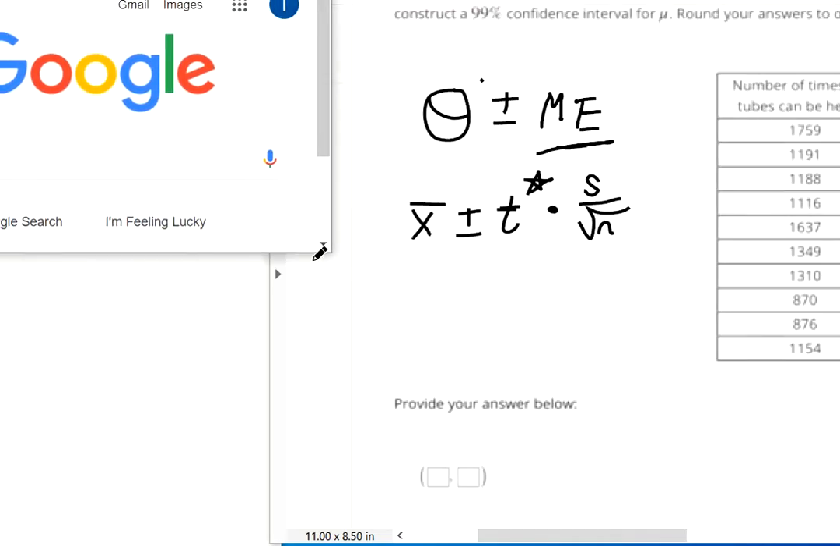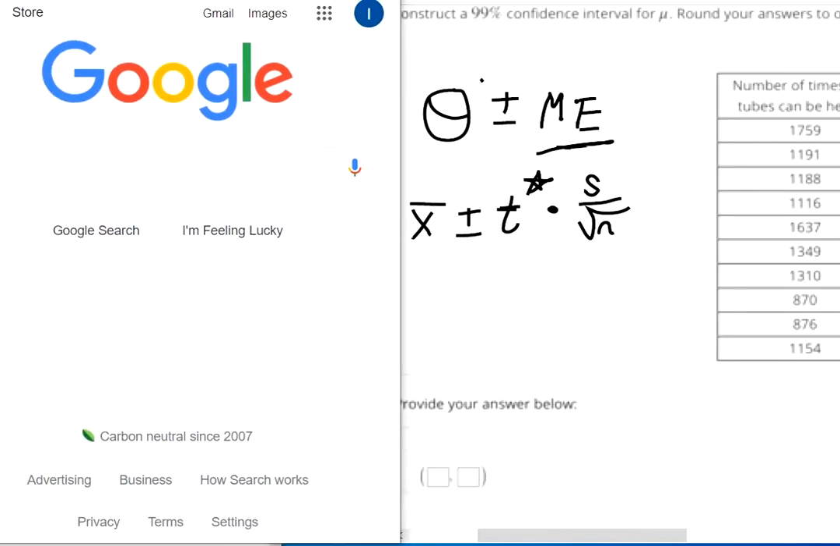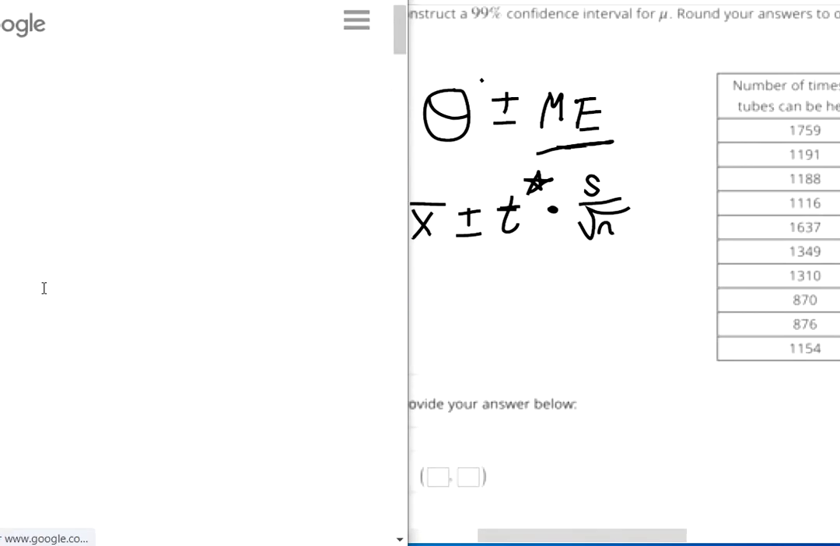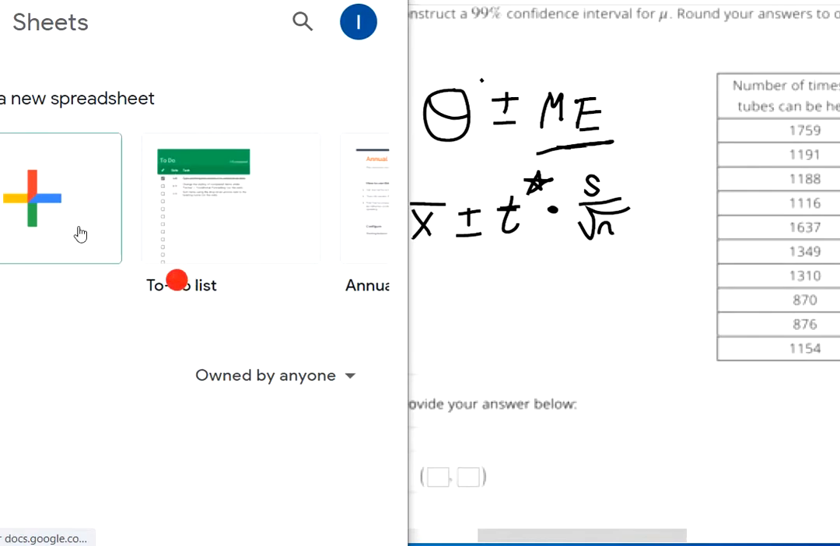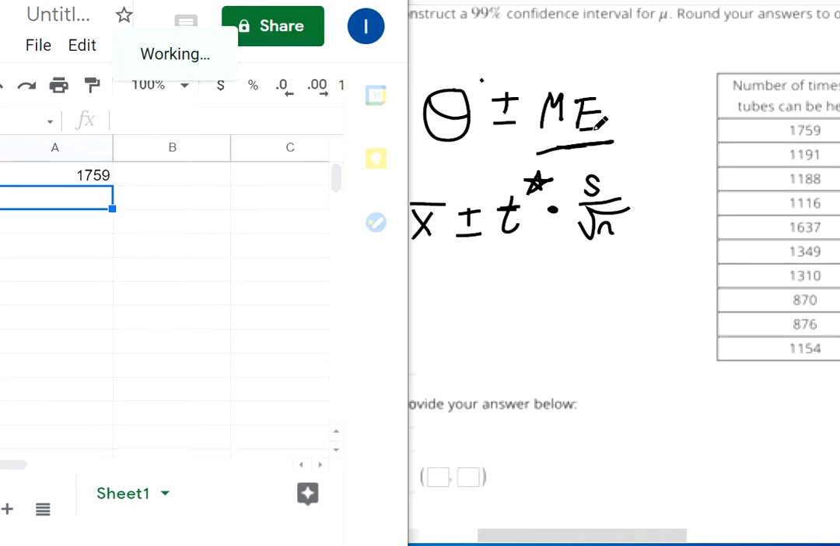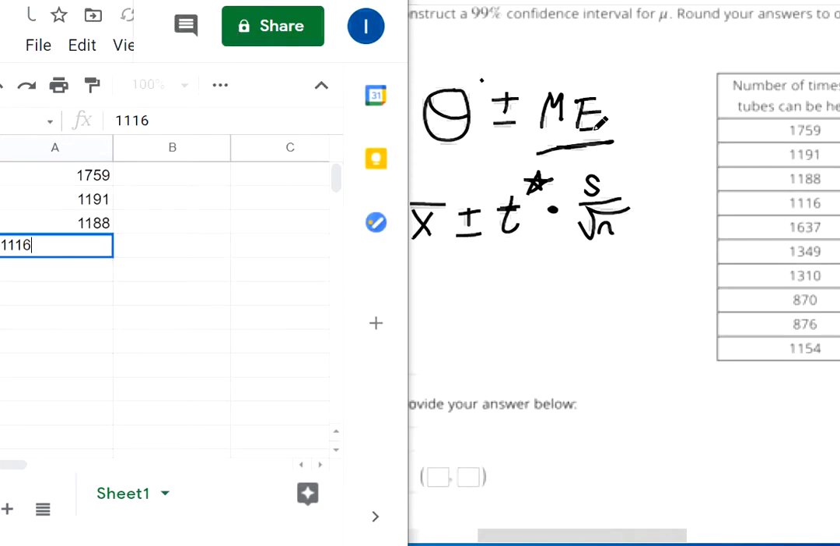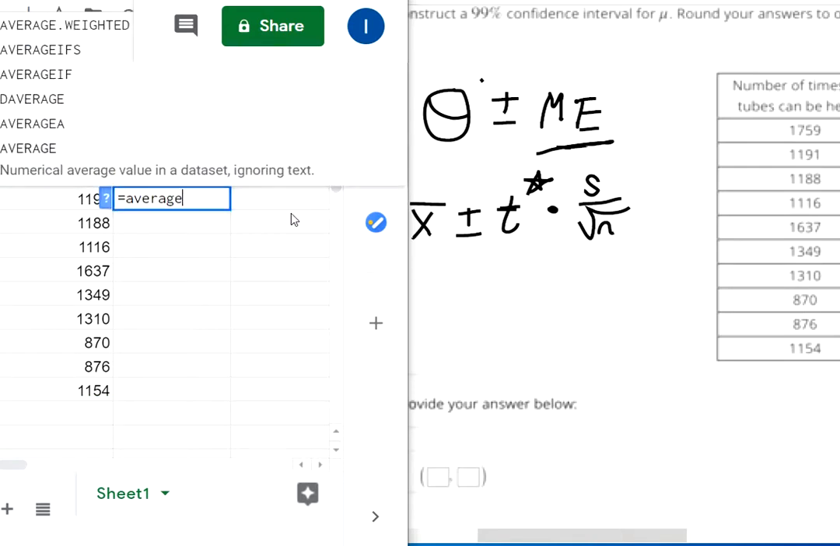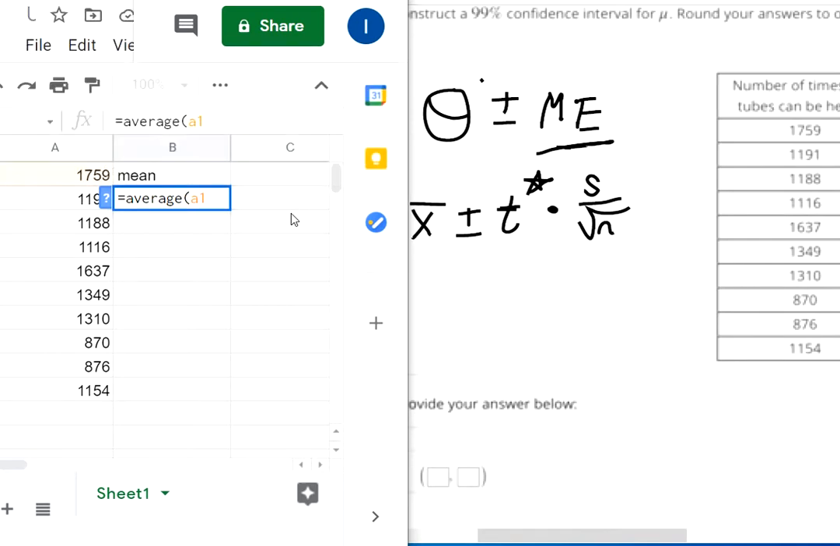Let's see. So we'll go to Google. Let's actually start with Google Sheets, because we need that mean and the standard deviation. The first thing I'm going to do is type in all the numbers. And now I want to find the mean. I'm just going to label them so I know. That's equals average, and it starts on A1, and then I'm putting a colon, and it goes to A10. So there's my mean of the data set.